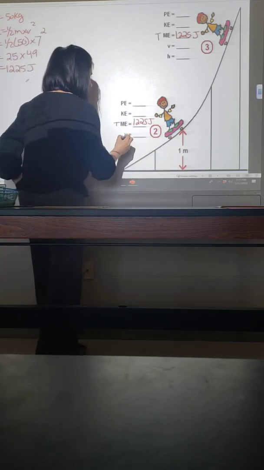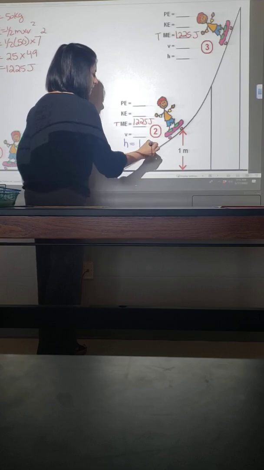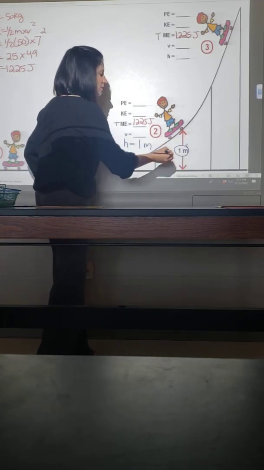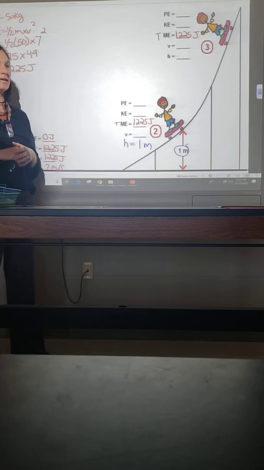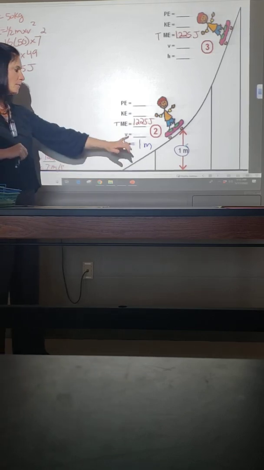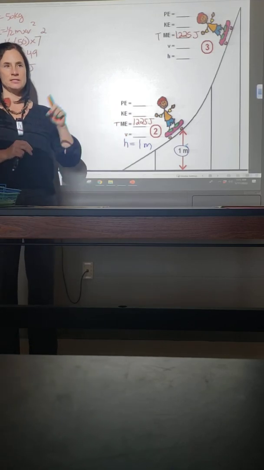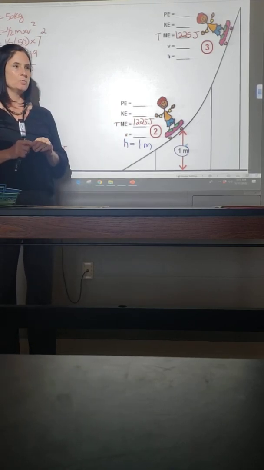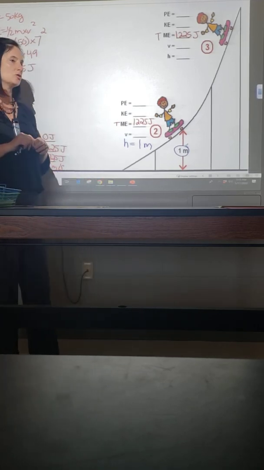But I am given the height here, so I'm going to put h equals 1 meter. That's given, and that's kind of easy to miss and be like, oh my gosh, I don't have enough information, I can't solve anything. But if I have height, which one of our equations has height in it? And I love it, I can see some of your eyes looking over to the board. Which one of our equations, Dewey, has height? Is it the kinetic or the potential?